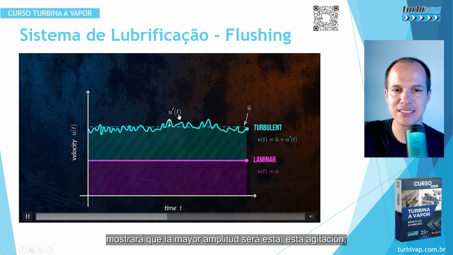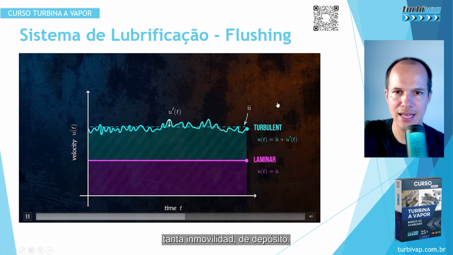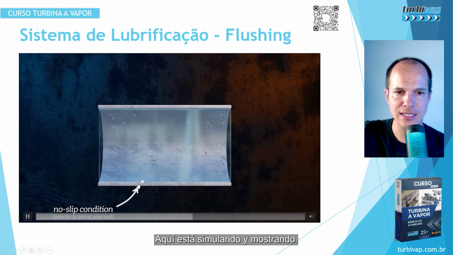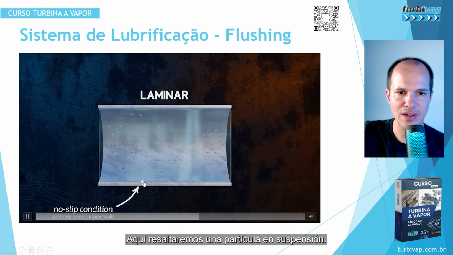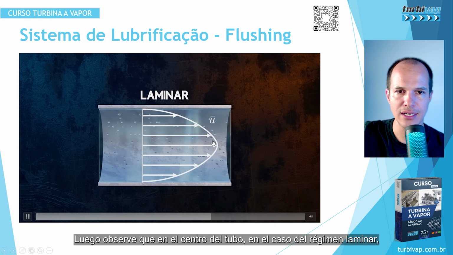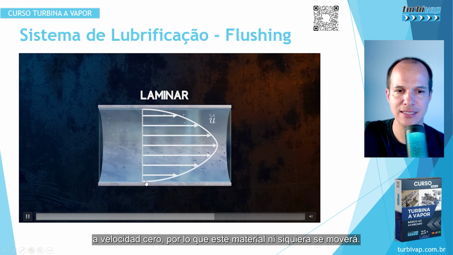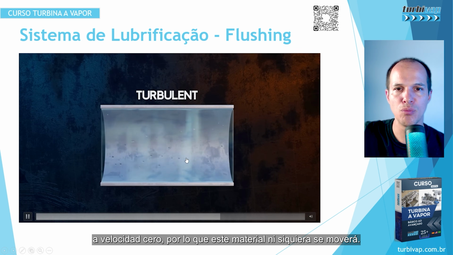Speed as a function of time and the turbulence that we create: the higher our speed, the greater the amplitude of this agitation, this amount of mobilization of the deposit. Here it is simulating and showing. Here we will highlight a particle in suspension. Notice that in the center of the tube, in the case of the laminar regime, we have high speed, and more on the periphery it will tend to slow down.